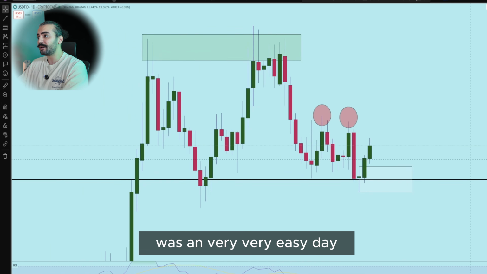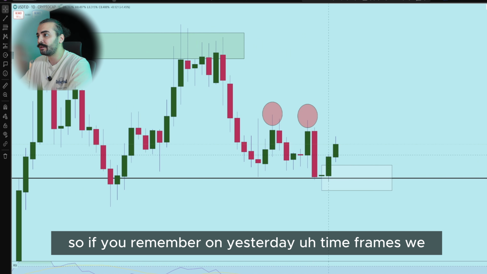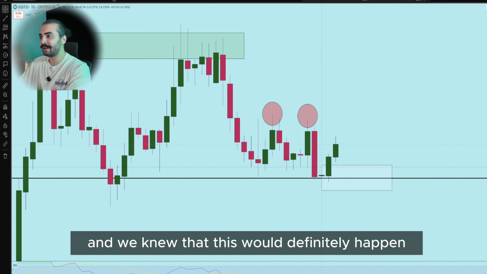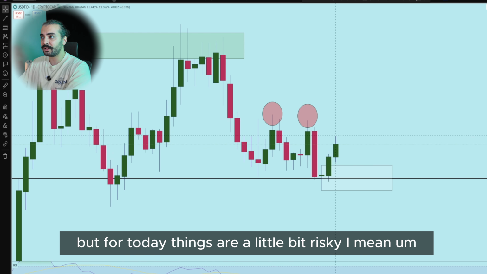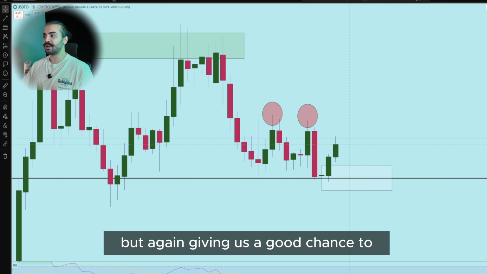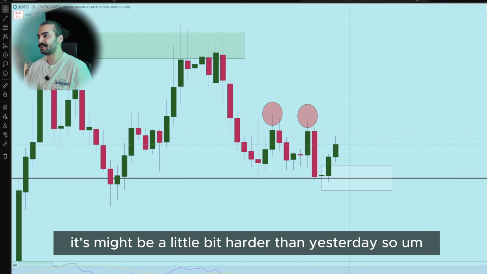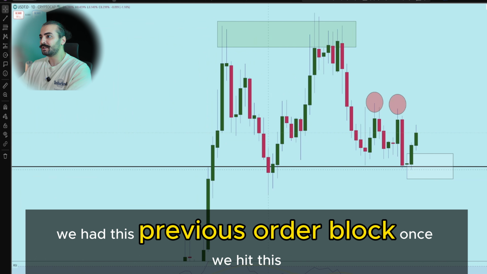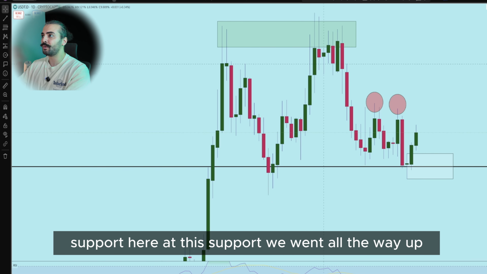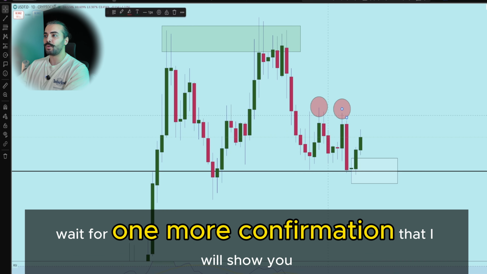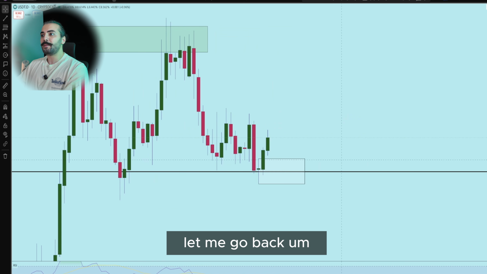Yesterday was a very, very easy day. If you remember on yesterday's time frames, we had a lot of good trades and we knew that this would definitely happen. But for today, things are a little bit risky. There is a good chance that we close daily green, but again, giving us a good chance to trade on New York session, it might be a little bit harder than yesterday. So remember, we had this previous order block. Once we hit this support here, we went all the way up. Right now, we may expect something like this, but we have to first wait for one more confirmation that I will show you. Let me go back.